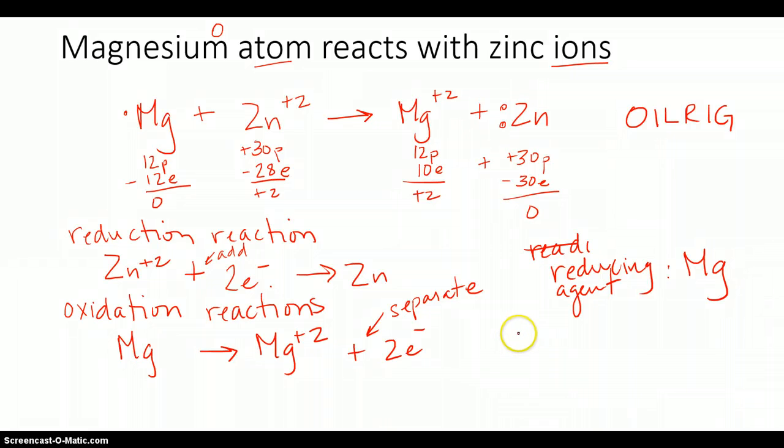For the oxidizing agent, we have then the zinc. Magnesium lost its electrons, and the reason is because zinc gained them. So that's solving that sort of problem.